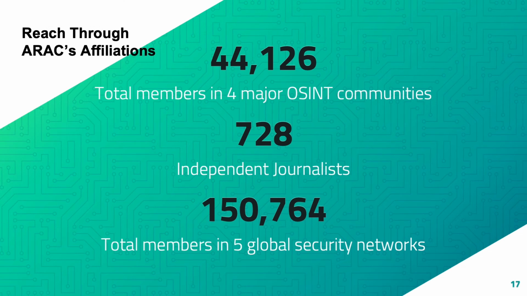Here we're just showing you some numbers from the different communities that we are affiliated with and some of the people that we serve, the OSINT communities, the independent journalists, and the global security networks that we are affiliated with. There's a lot of numbers there and a lot of people that can be reached. And this is, again, where implementing positive peace into our workflow was highly instrumental into getting some critical information out to our networks.